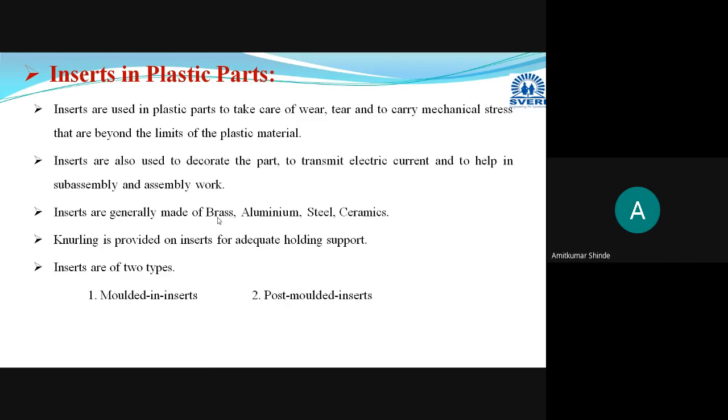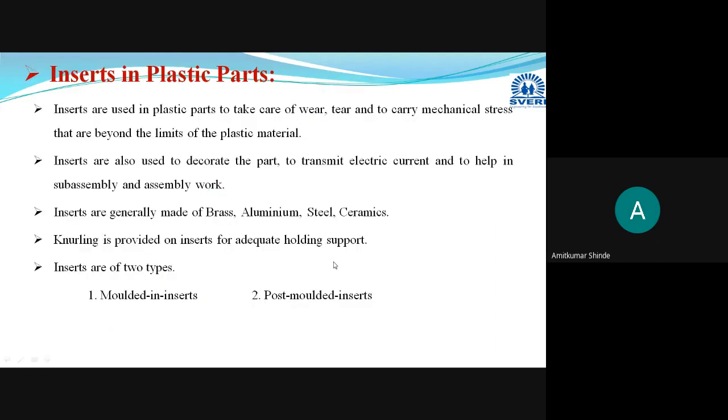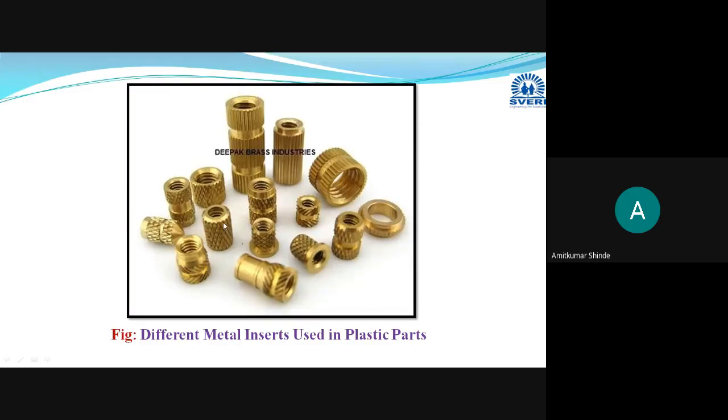Now, knurling is provided on the insert. You can see on this top surface, knurling is provided. Why is this knurling provided? So that it will provide adequate holding support. This is your insert. It consists of internal threading so that it can be useful for sub-assembly or assembly work, and there is knurling on the top surface for holding support.